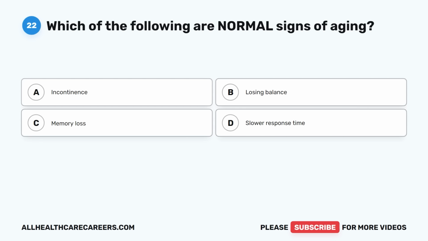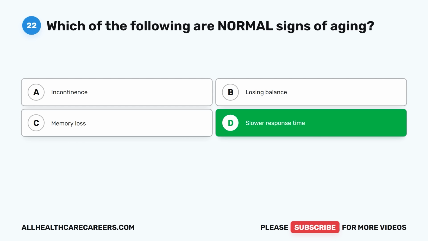Question 22. Which of the following are normal signs of aging? A. Incontinence. B. Losing balance. C. Memory loss. D. Slower response time. The correct answer is D.